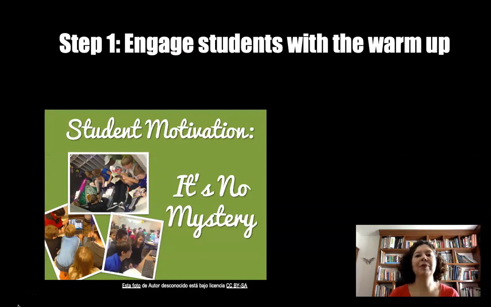The first step, we need to engage our students since the moment we arrive in the classroom. Okay, because remember, our students are not ready to begin the lesson, they are not ready to pay attention to you if you haven't done the warm-up or lead-in first. Okay, remember the difference between a warm-up and a lead-in.